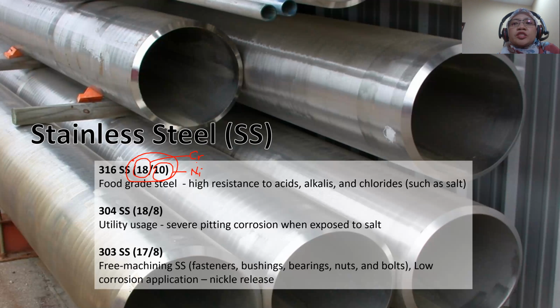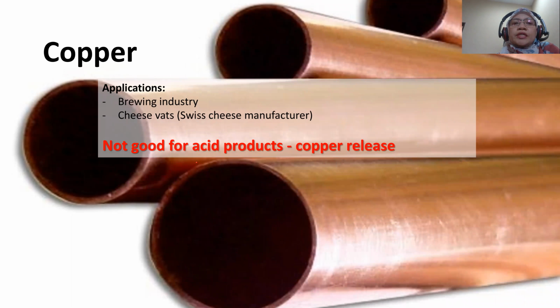However, 303 is a free machining stainless steel, which is commonly used in fasteners, bushings, bearings, nuts, and bolts. While copper is primarily used for equipment in the brewing industry. In Swiss cheese manufacture, copper is used for cheese vats due to tradition. Care should be used with copper equipment when processing acid products, as copper residues can leach into the product.